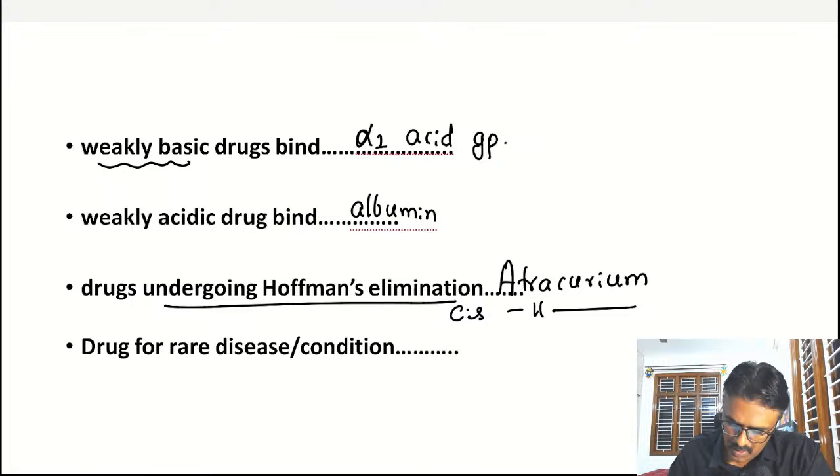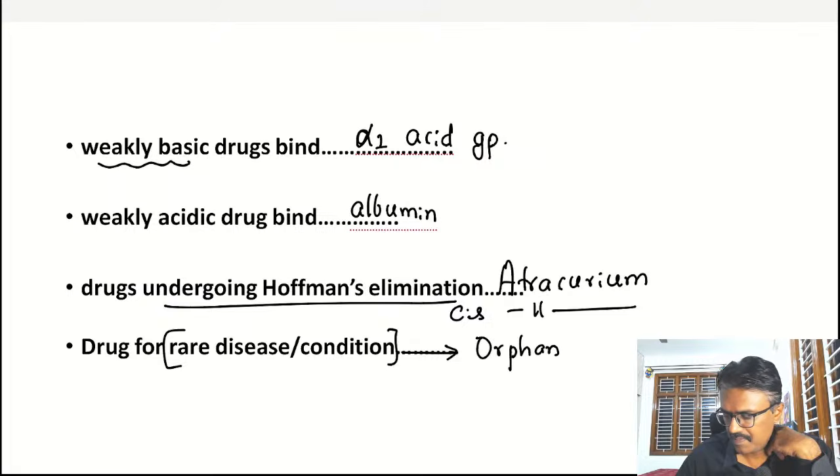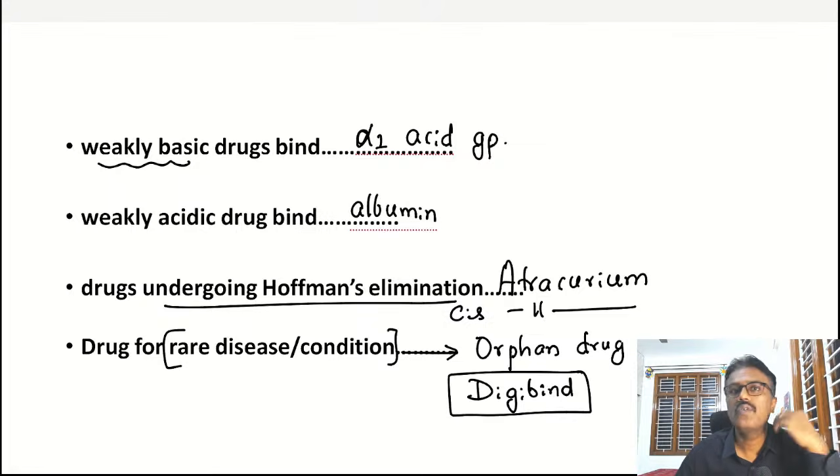Now the last one you should tell me: a drug for a rare disease or rare condition is called what? Anybody? What is the drug for a rare disease or rare condition called? The drug is an orphan drug. An example of an orphan drug is Digibind. What is Digibind, sir? It's an antidote for digoxin toxicity. Yes, Jovit, you're right. Krishna, right.